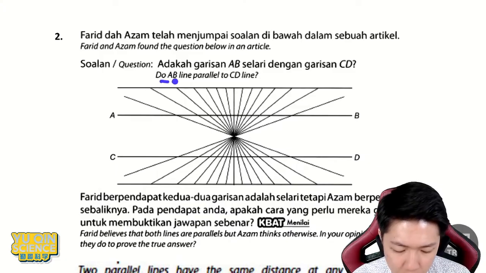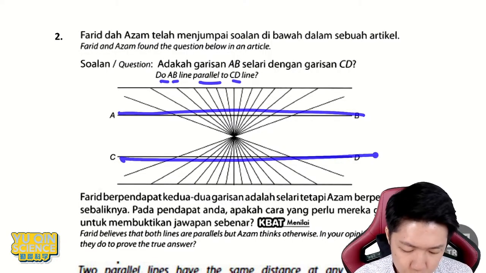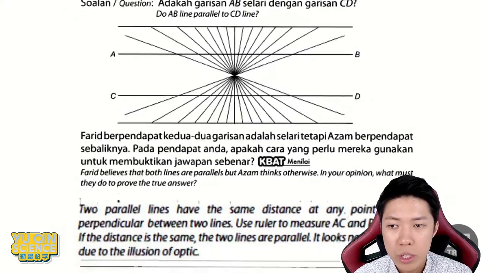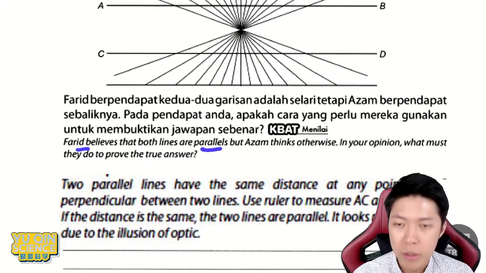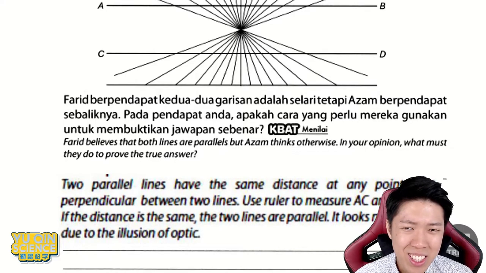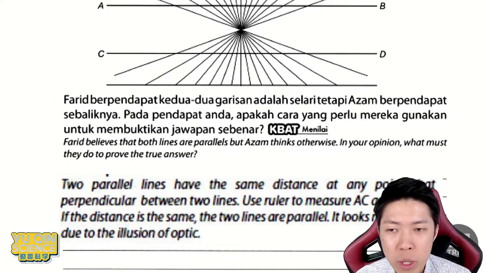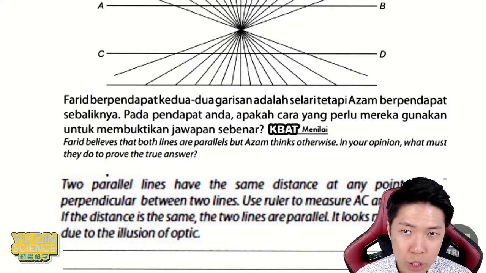Okay, number two, this is optical illusion, right? Question, are lines A, B, and C, D parallel? Means are they straight and the same distance apart? So Farid believes that both are parallel. But Azam's like, I don't think so. So how do we prove that they are actually parallel to each other?